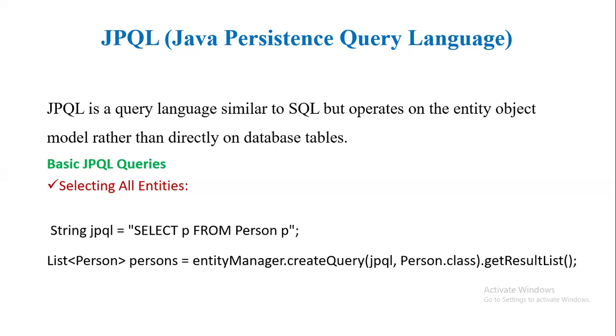Next it has a method called getResultList. That getResultList executes the query in the database and returns a list of all Person objects. Next here we have List<Person> persons. It stores the fetched Person entities that JPA retrieved from the database.